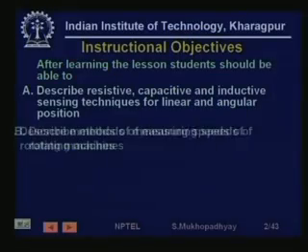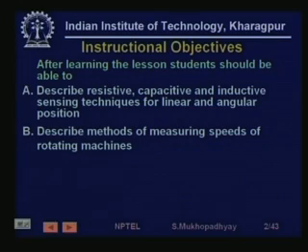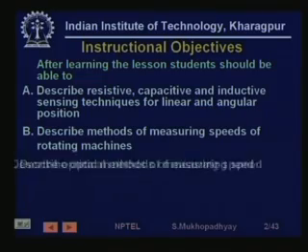That is the second, one of the major applications is measuring speeds of rotating machines, because rotating machines are a very important class of actuators in the industry and they have to be controlled. For the purpose of controlling, it is very important that we measure not only their position, because position measurement is basically angular position measurement, but also their speed. So, we will look at some of the methods of measuring speeds of rotating machines.